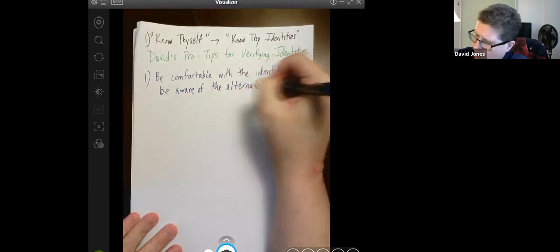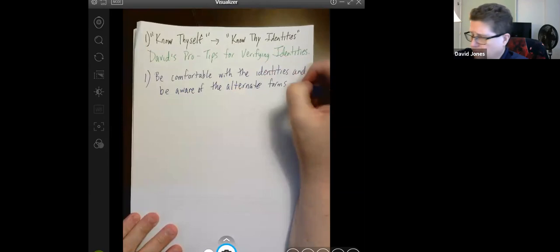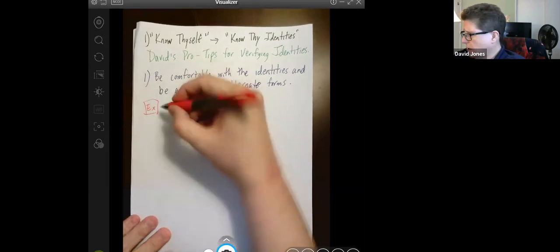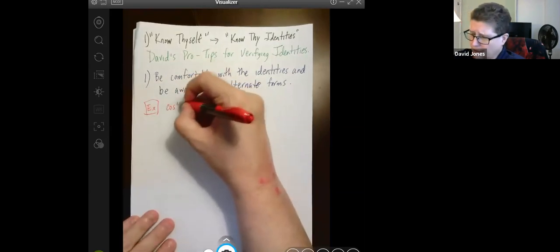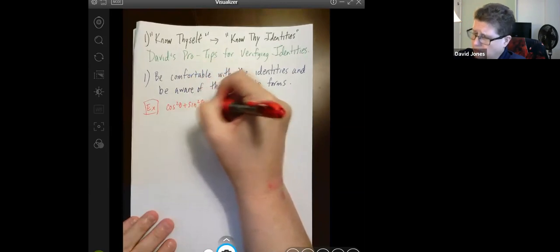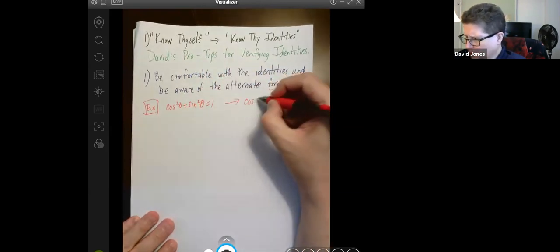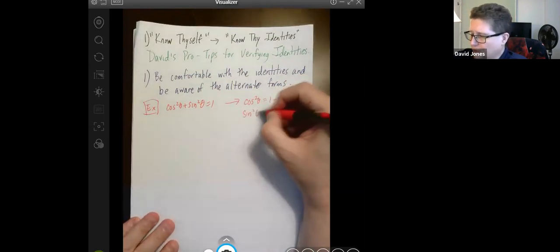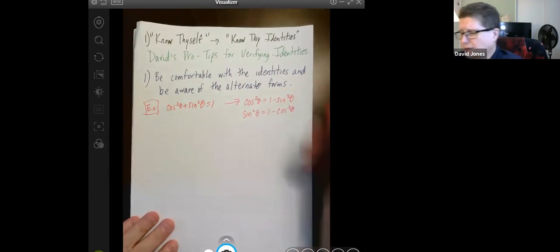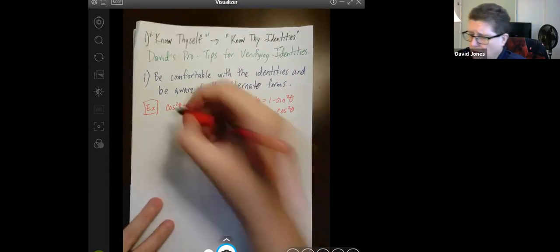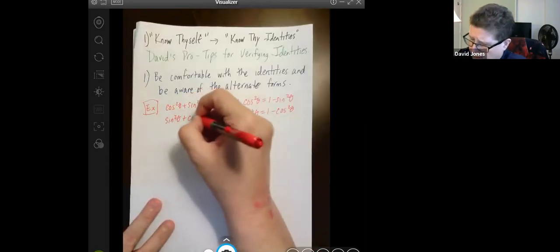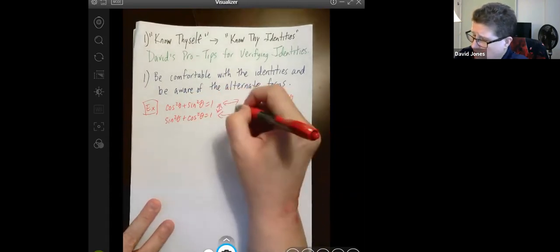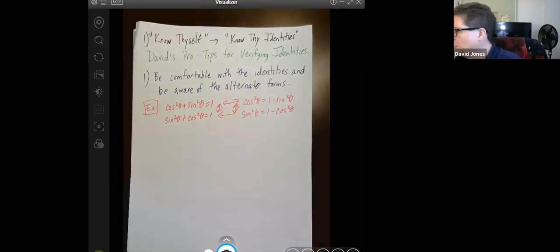And we mentioned this just a little bit ago. For example, we've got cosine squared theta plus sine squared theta equals 1. But alternate forms are cosine squared theta equals 1 minus sine squared theta. We can have sine squared theta equals 1 minus cosine squared theta. Heck, we can even just change the order. It's all the same thing. These are all just the same equation written in different forms.